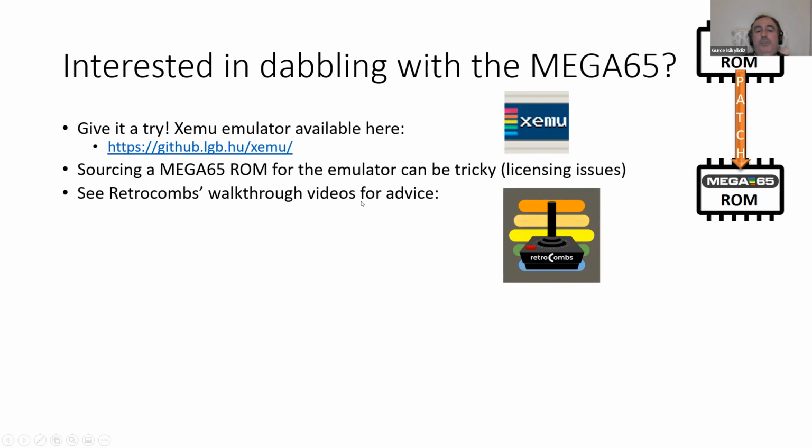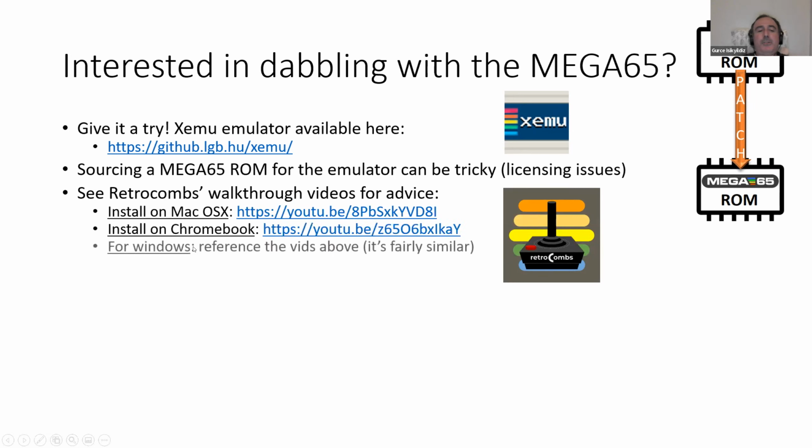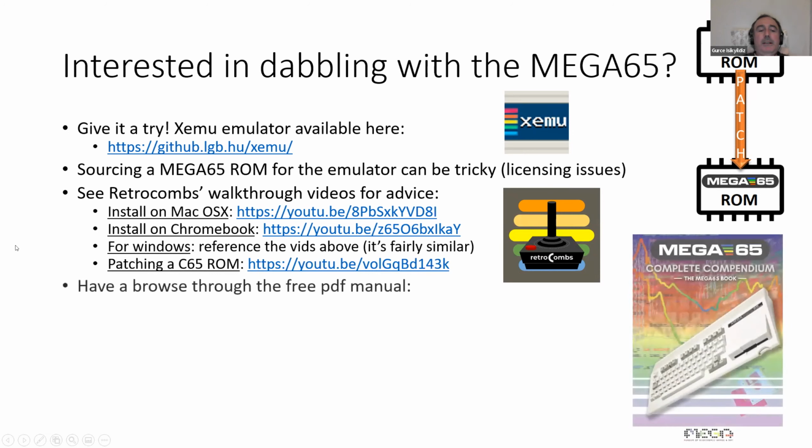RetroCombs has some nice walkthrough videos with some advice on installing the emulator on macOS, Chromebook. And for Windows, it's similar. I think you can gauge the steps from those earlier videos. And he's also got a video on how to patch that C65 ROM and turn it into a Mega 65 ROM. And also, you're welcome to browse that free PDF manual, which is about 1,200 pages now.